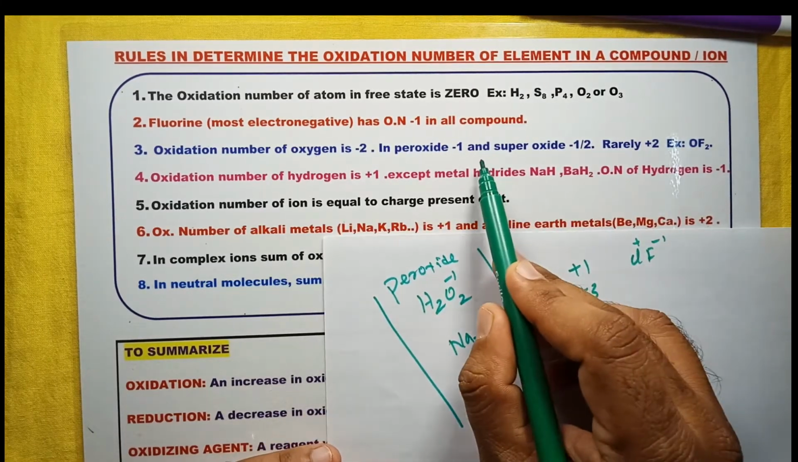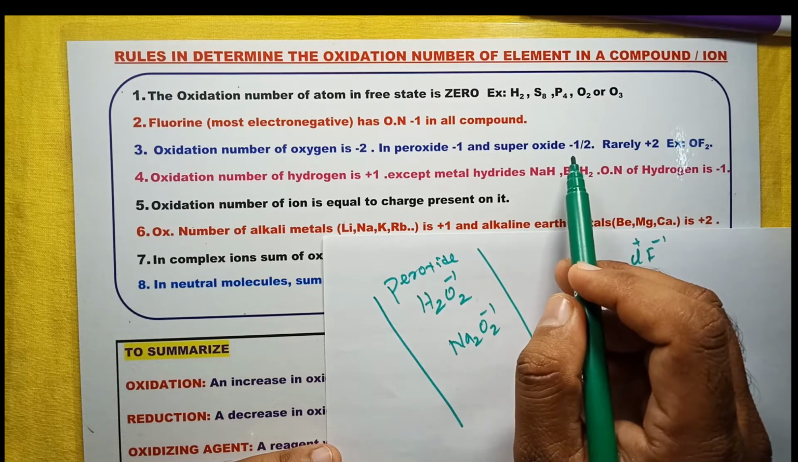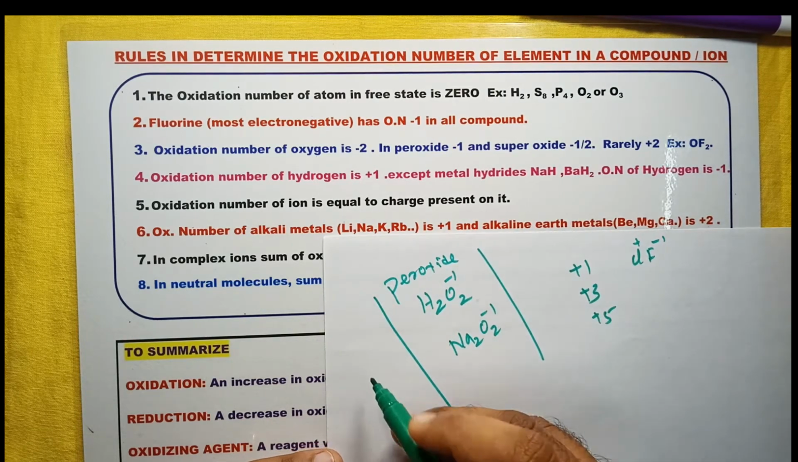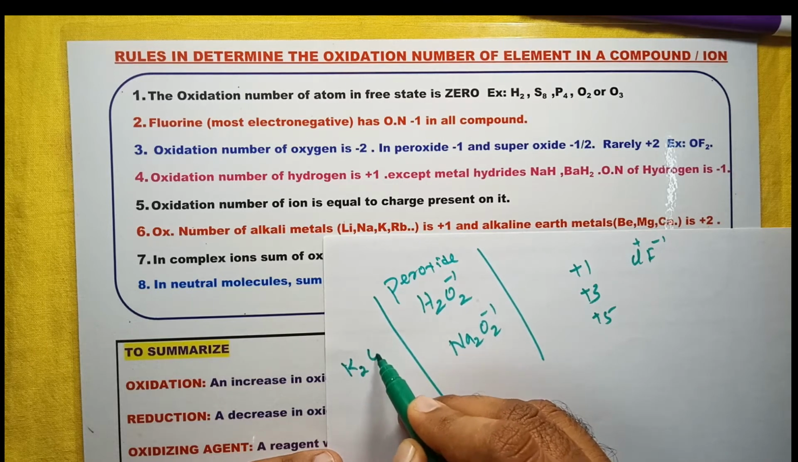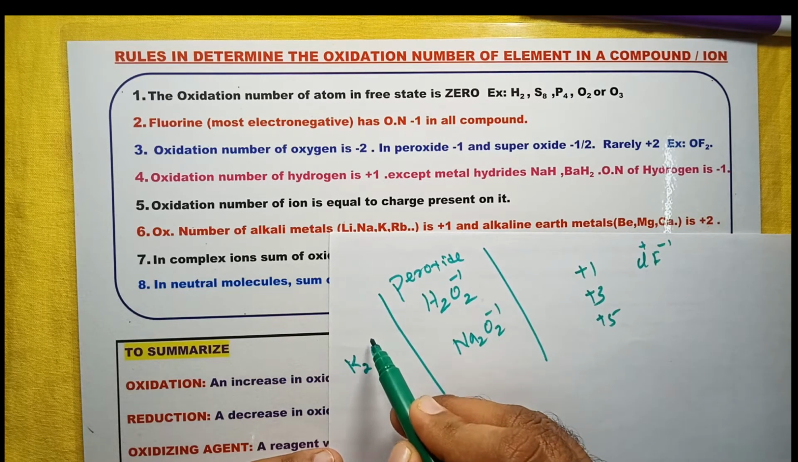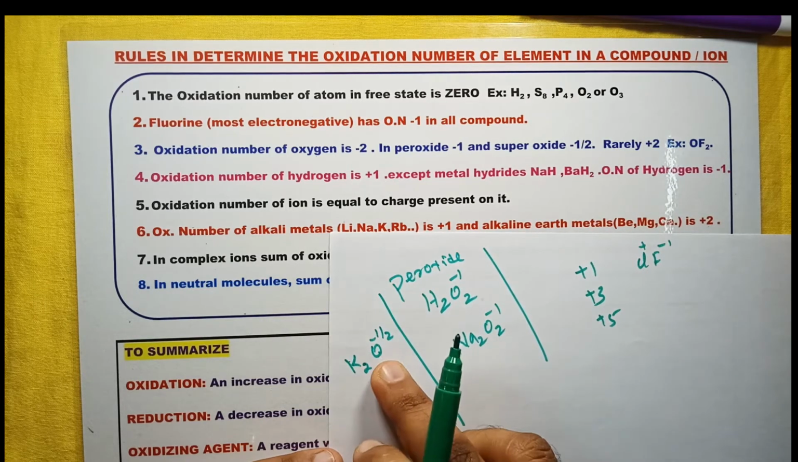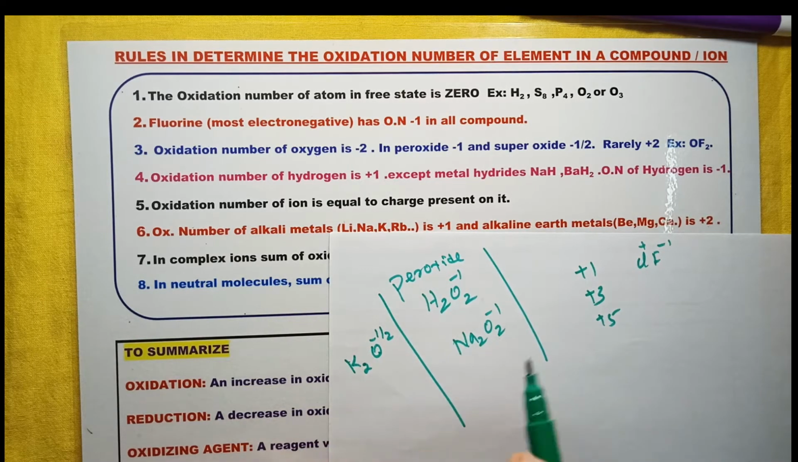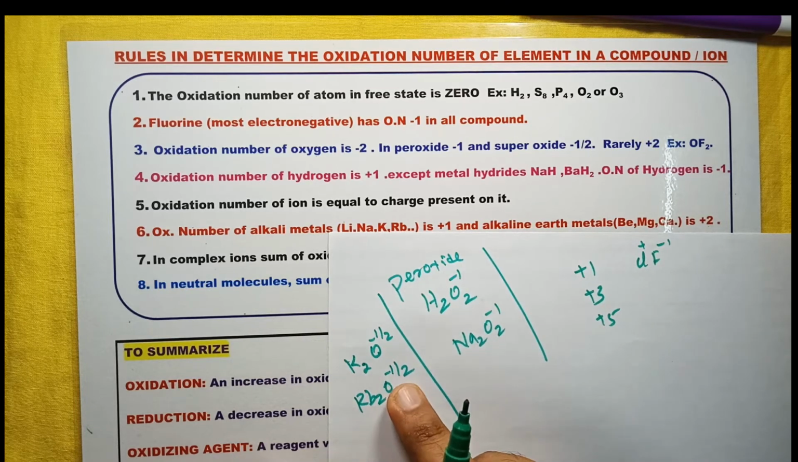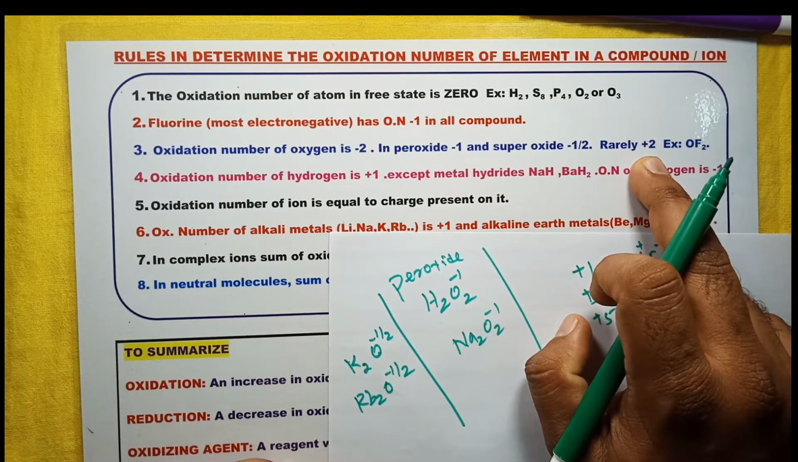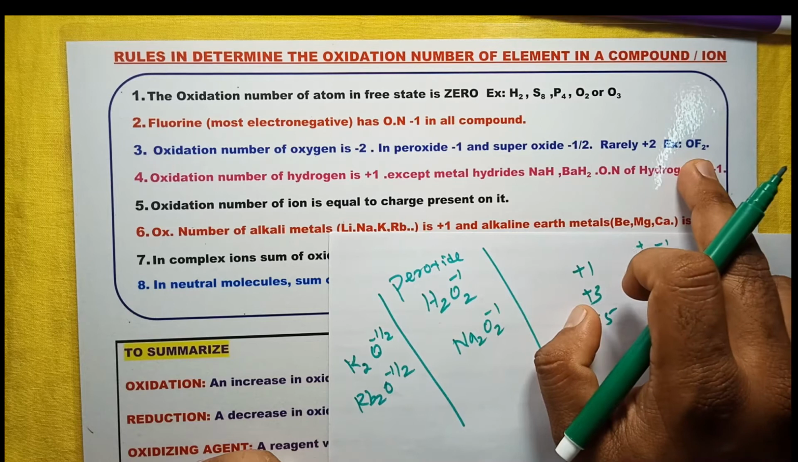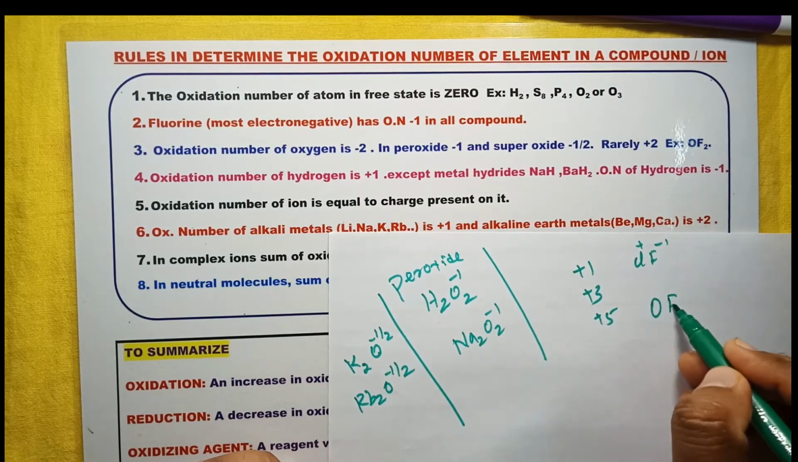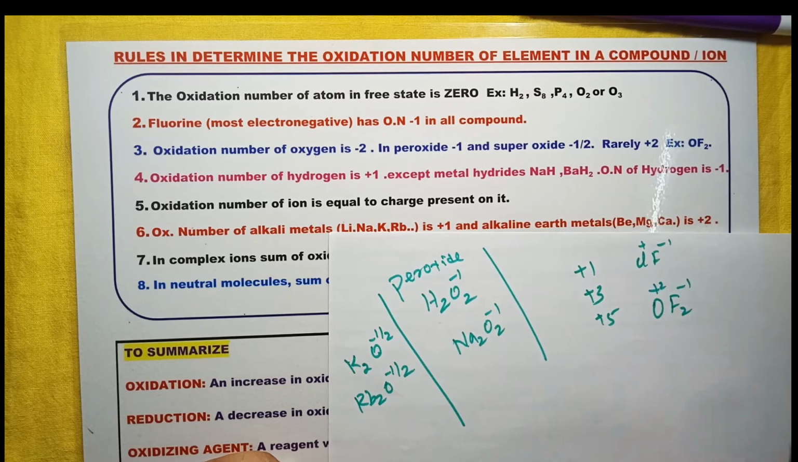Next one, in superoxide, oxygen exists as -1/2. For example, KO2. In KO2, each oxygen has -1/2 oxidation state. Another example is RbO2, rubidium superoxide. In it, oxygen exists as -1/2 oxidation state. But in rare cases, oxygen exists as +2 oxidation state. Example, OF2. In OF2, oxygen exists as +2 oxidation state, fluorine as -1.